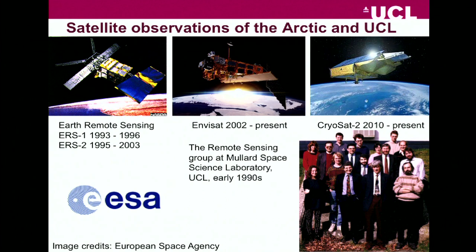1982 to 1983. MSSL led a study for the European Space Agency looking at the feasibility of using satellites to monitor changes in the Arctic. But it wasn't really until the launch of the Earth Remote Sensing Satellites, which are known as ERS-1, that was launched in 1991. We can use data from 1993 onwards. It wasn't until those satellites were launched that we were actually able to have observations over the Arctic. Previously, the satellites didn't go up that high. We can actually take data from there.